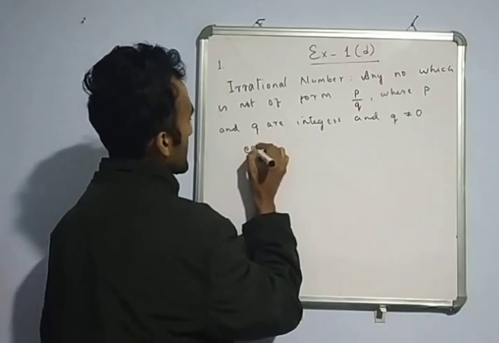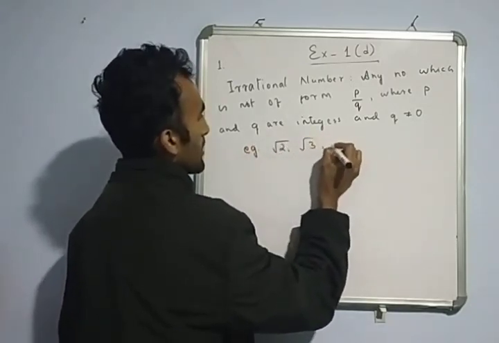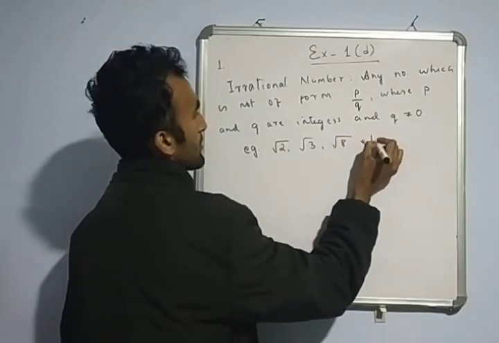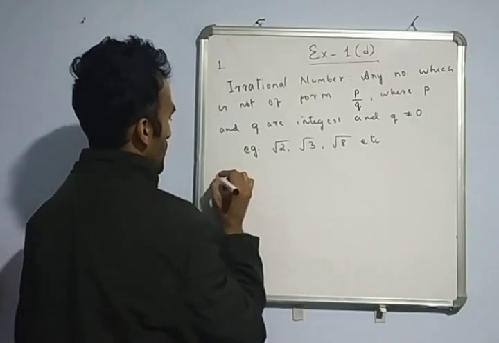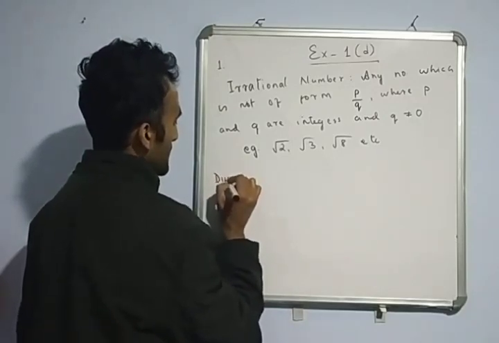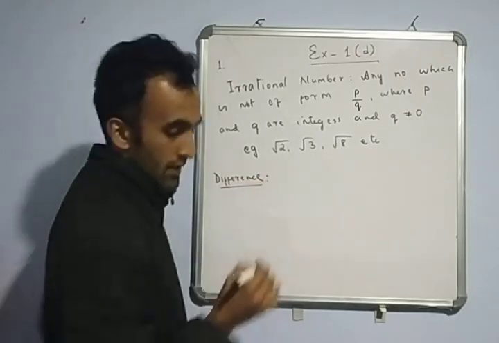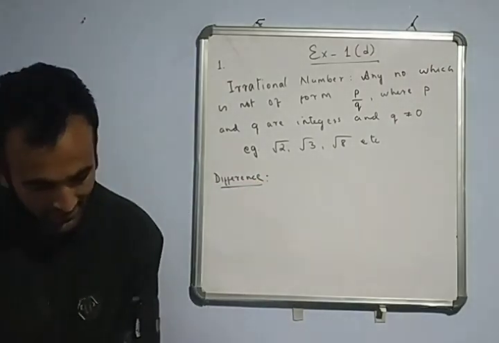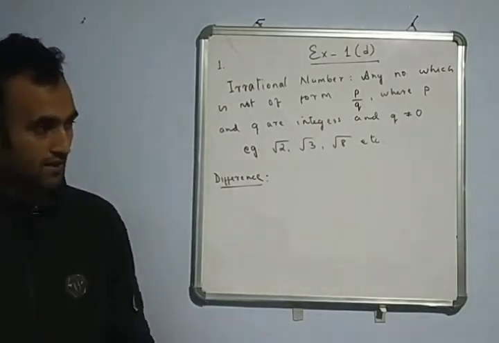So you can just write down an example. Example is root 2, root 3, root 8, etc. So many. These are irrational numbers. Now the question is, what is the difference? How does it differ from rational number?